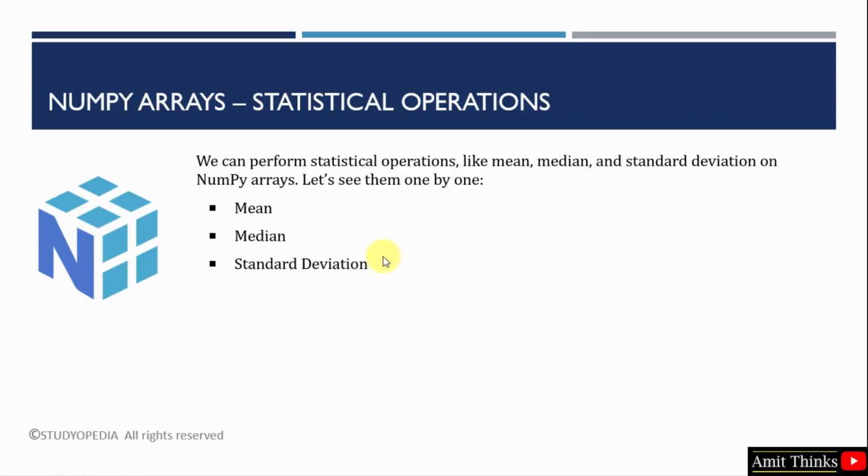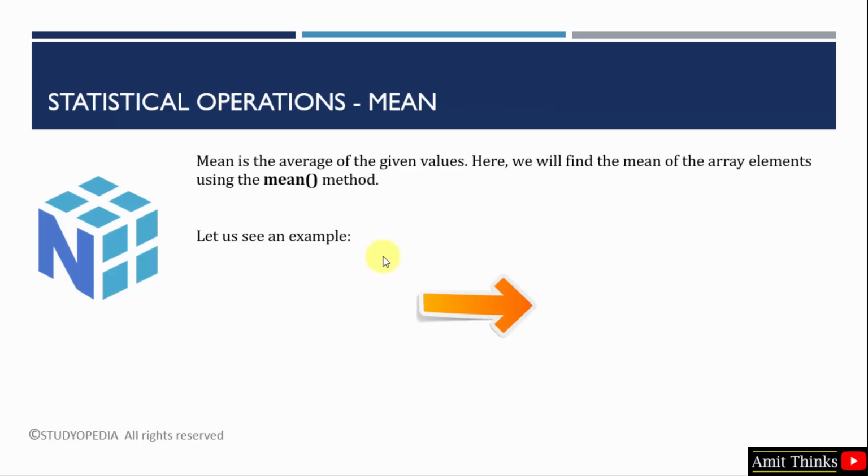Mean is the average of the given values. Median is the middle value of the given values. And standard deviation is basically a measure of the amount of variation or dispersion of the given values. In this case, the given values are array elements. Okay, NumPy array elements. Let us begin with the first operation, mean.